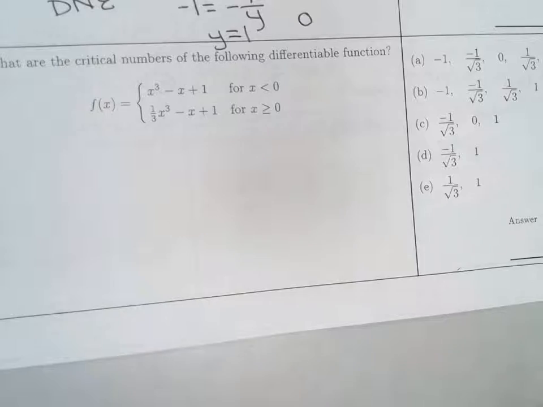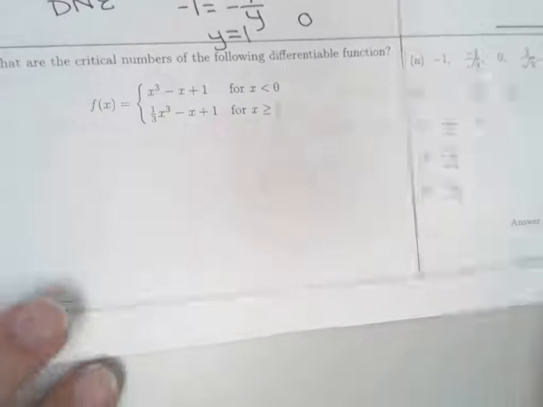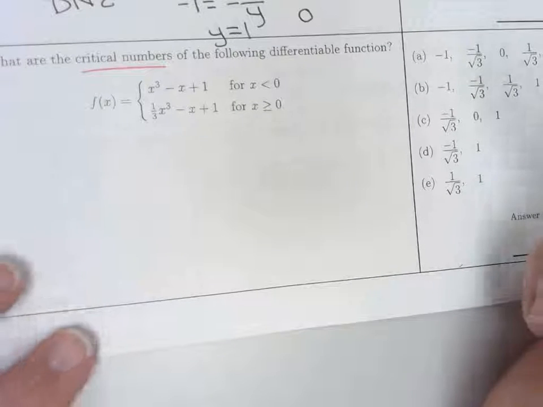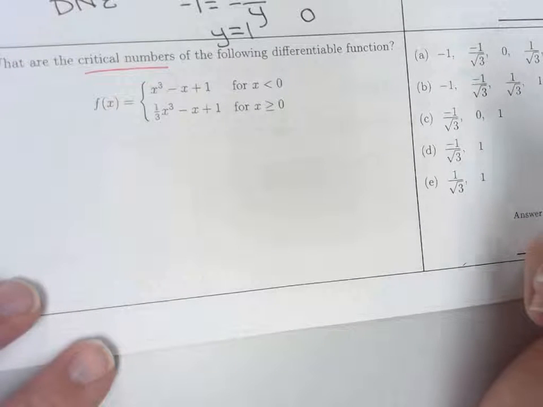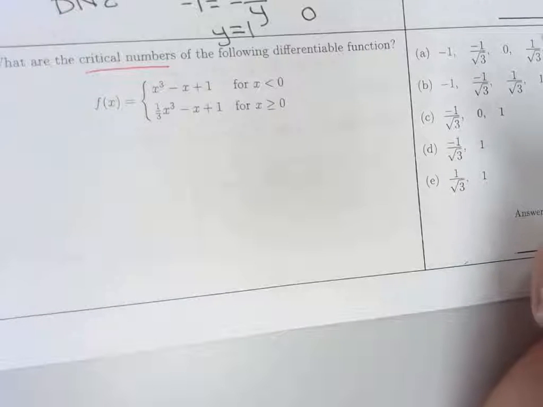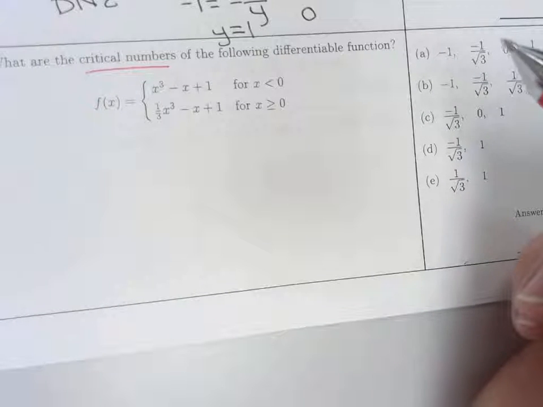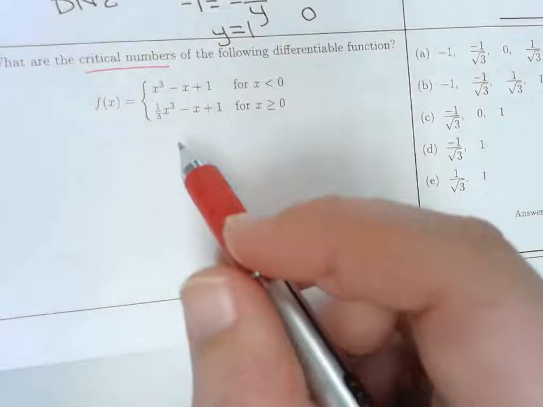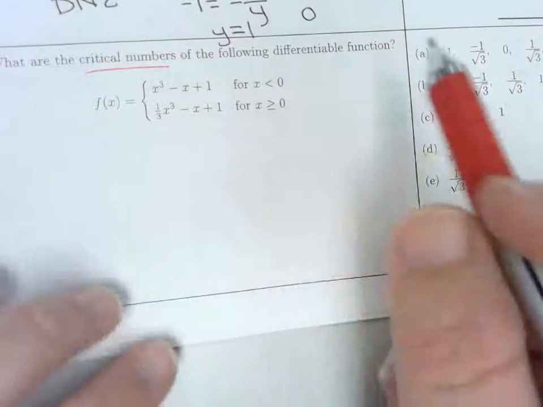Okay, so let's look at 9. Critical numbers of the following differentiable function. Critical numbers we've talked about before. How do I find critical numbers? Inflection points are where the second derivative is set equal to 0. Critical numbers are where the first derivative is set equal to 0 or where the first derivative is undefined. I have polynomials, so I'm probably not going to have to worry about where they're undefined.